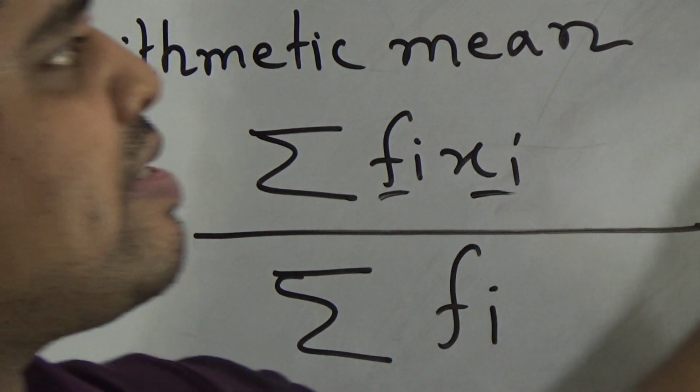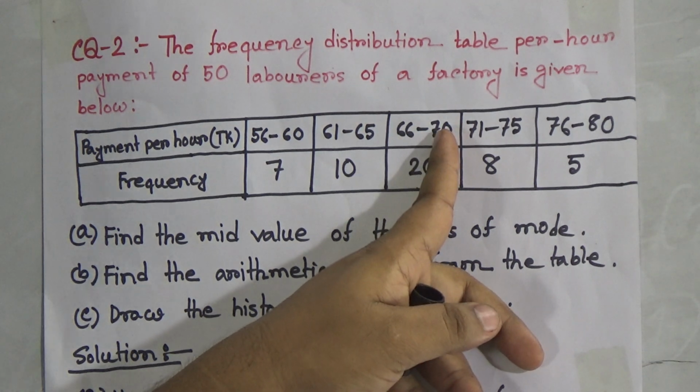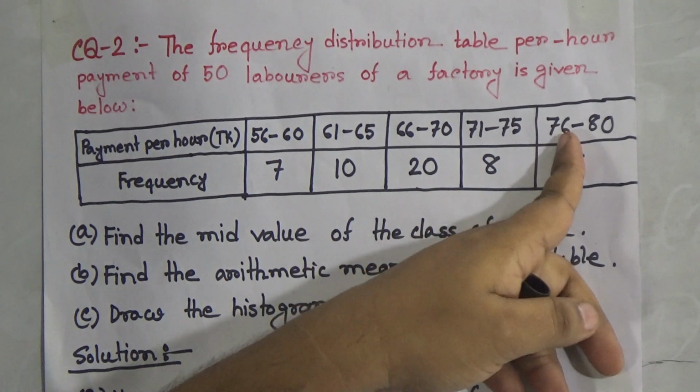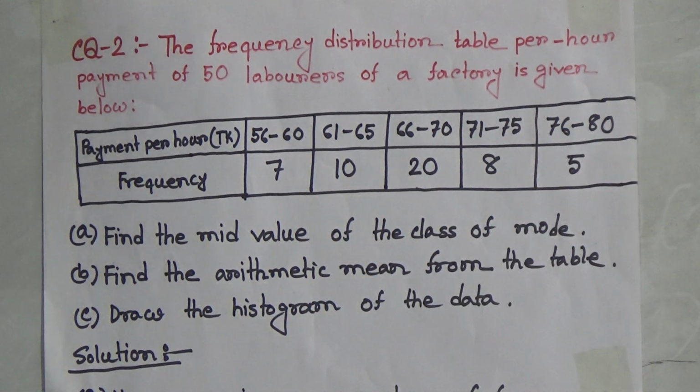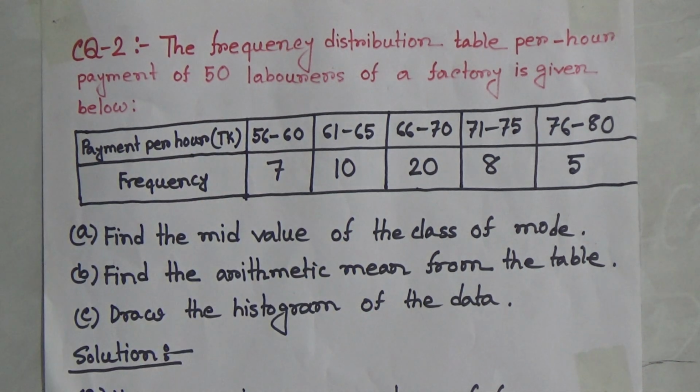Suppose 56 and 60, it has a mid value. 61, 65, it has a mid value. 66, 70, it has a mid value. 71, 75, it has also a mid value. 76, 80, it has also a mid value. So please notice, class interval given, frequency given, then we find out the frequency.